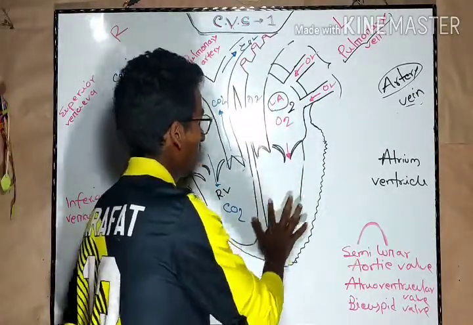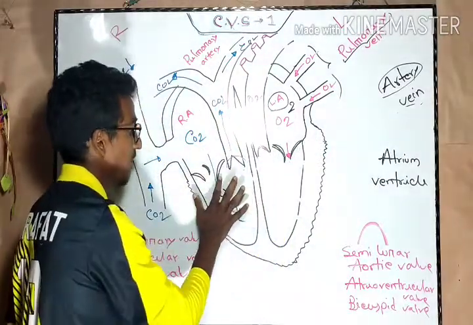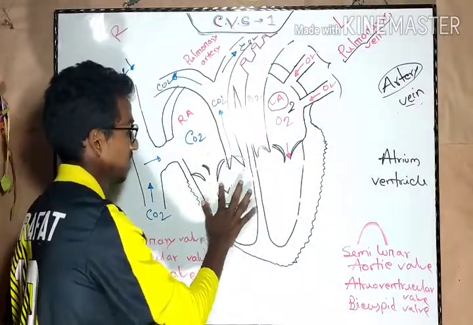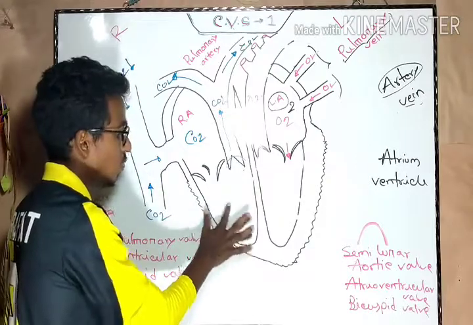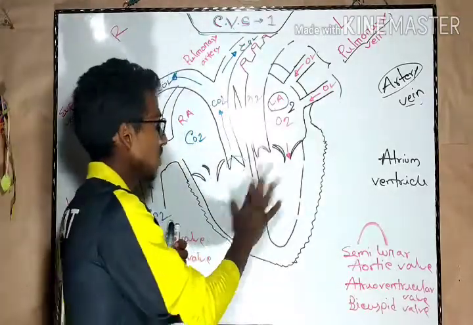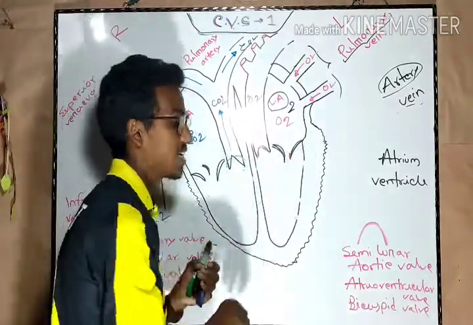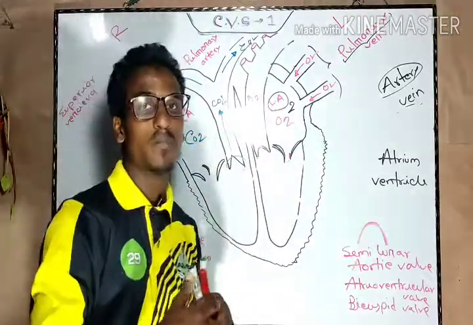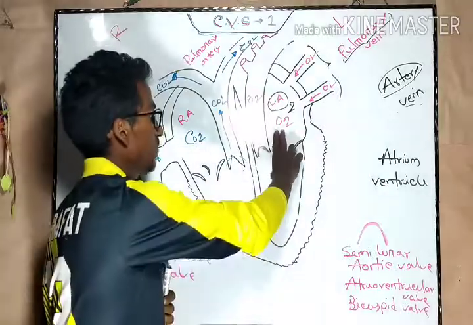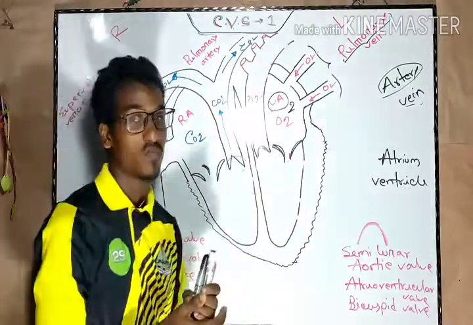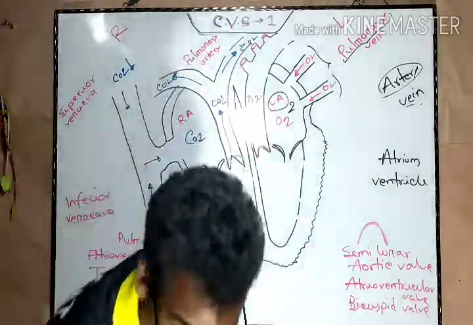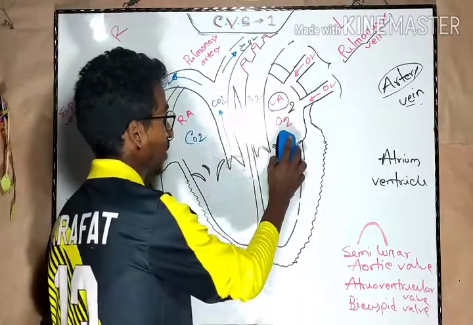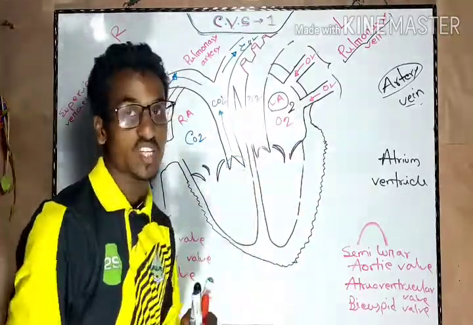The valves here are bicuspid valves, and here tricuspid valves. Now we are going to discuss the regulation of these valves. What do they regulate? Blood flow mainly depends on these four valves. Now we are going to discuss the regulation of blood flow through the bicuspid and tricuspid valve.